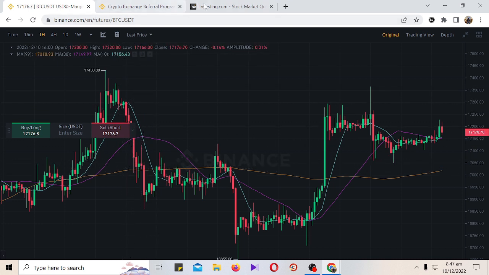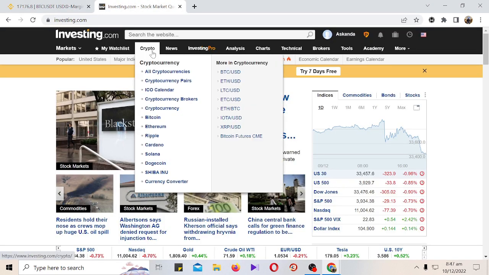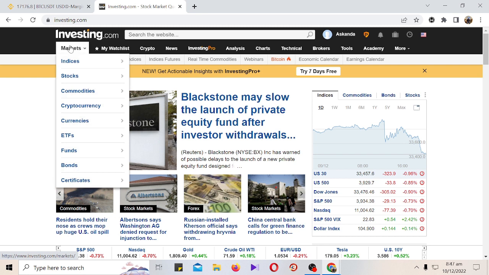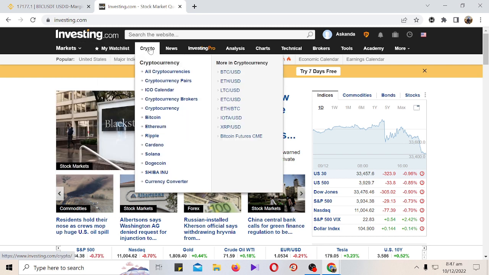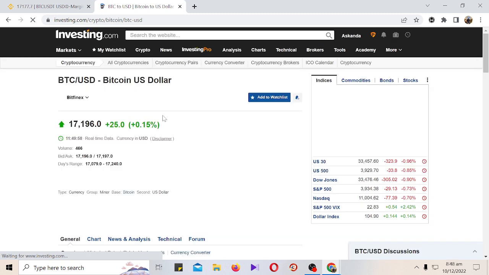So due to this, you go to a website called investing.com. When you go to investing.com, you click on the crypto. You can see we have market, my watch list, then we have crypto. So when you click on crypto, you can see the top cryptocurrencies that I was telling you that I trade. Then you select BTC USDT. Click on it here.